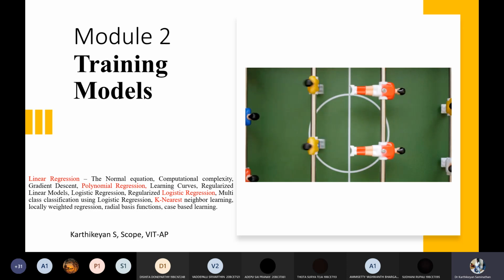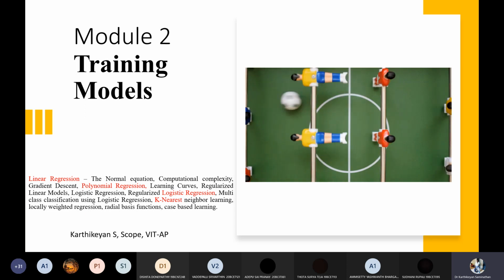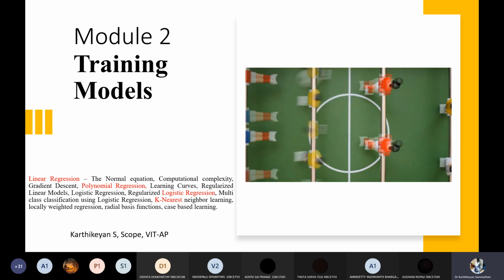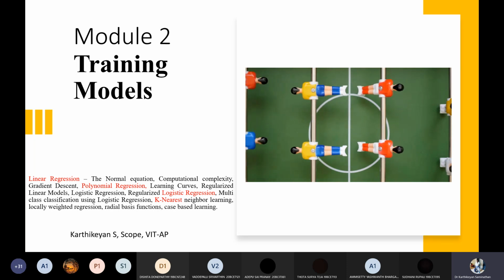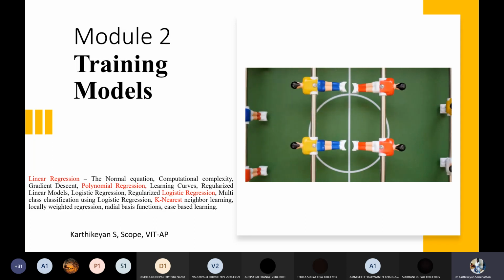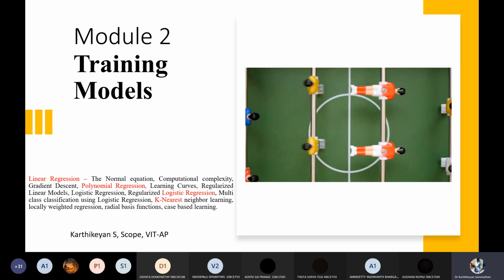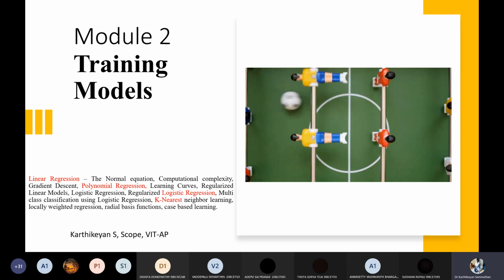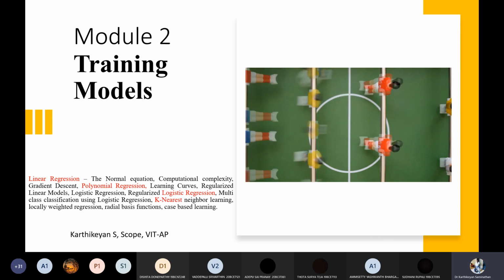So today we will start module 2, training models. So far we have discussed basic learning concepts in machine learning. Now we slowly get into the machine learning training, right? So the first module covers various types of learning, followed by Find-S algorithm, then candidate elimination, then your decision tree, then random forest and ensemble methods.